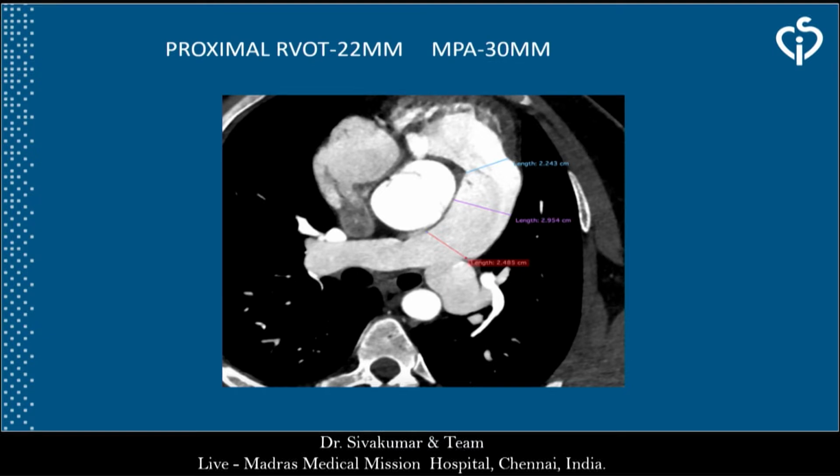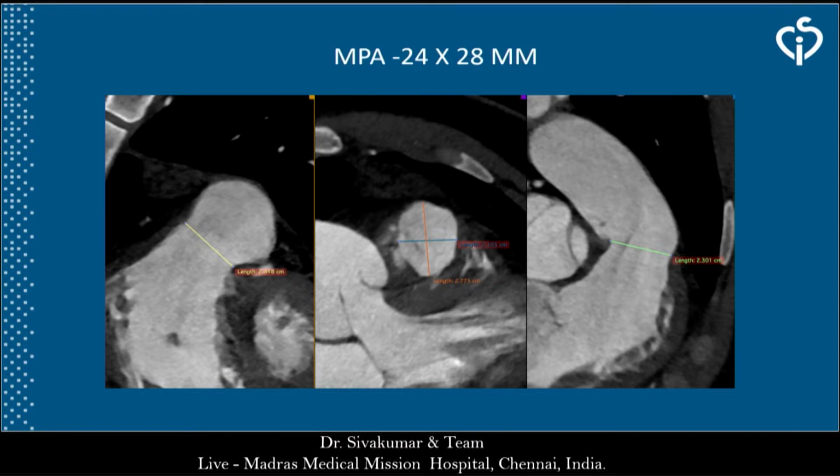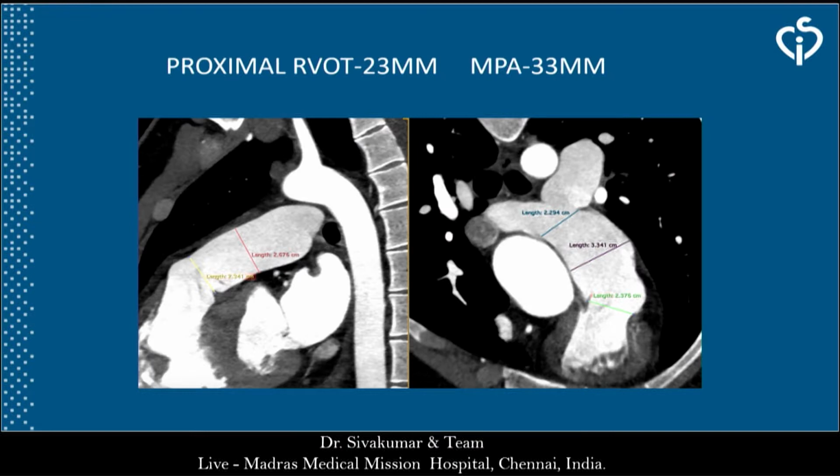This is the CT axial image showing the various measurements done at the RVOT level, with proximal RVOT measuring 22 mm and main pulmonary artery of 30 mm. And the same with the main pulmonary artery with around 24 into 28 mm. This is the proximal RVOT in sagittal view measuring 23 mm and main pulmonary artery of 33 mm.